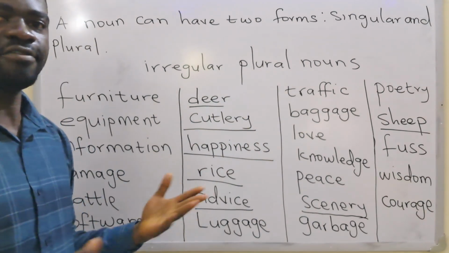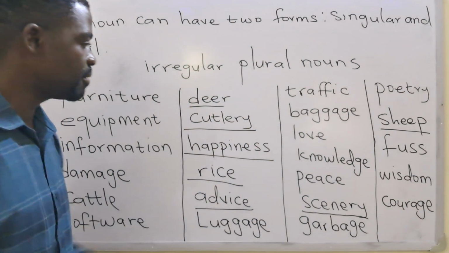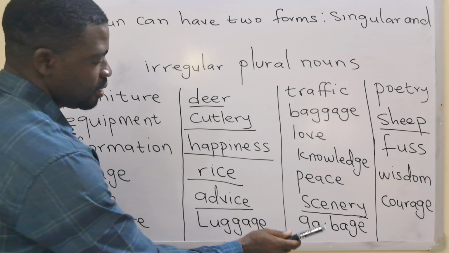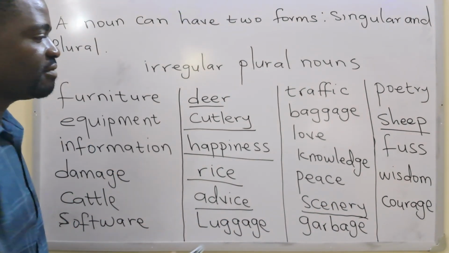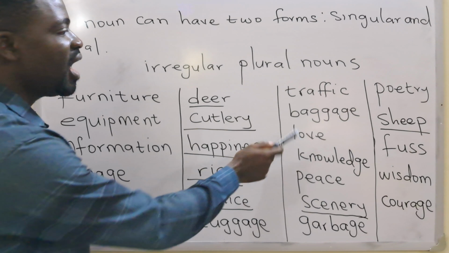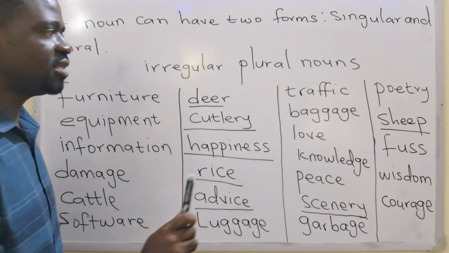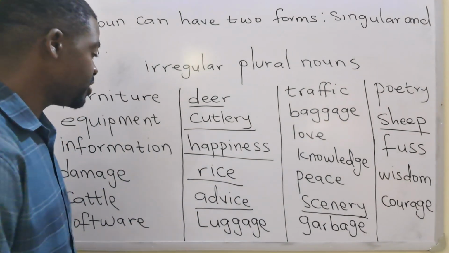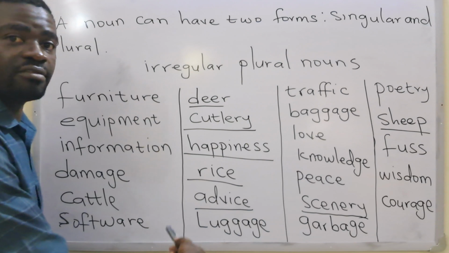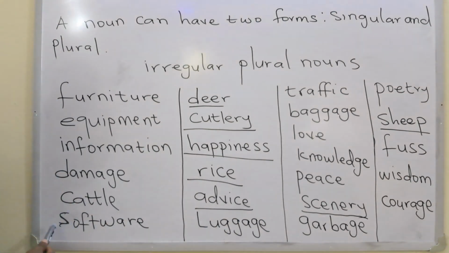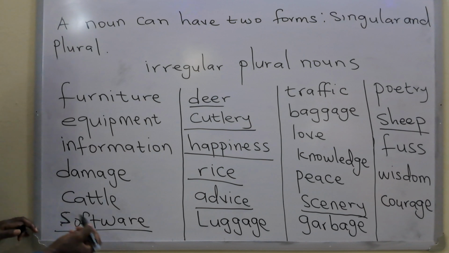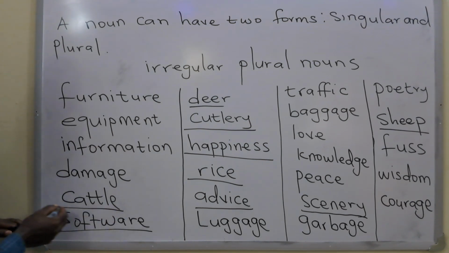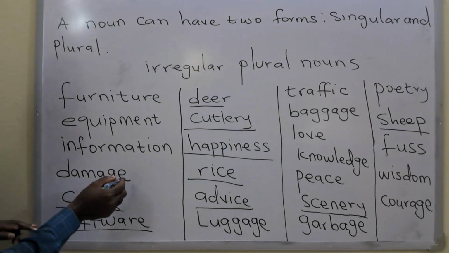Traffic, you don't have traffics. It's always traffic. Garbage. Garbage, that's your waste. You don't have garbages. You don't have baggages. You don't say baggages, it's always baggage. Luggage, you always have luggage. Software, you always have software, not softwares. And then cattle is always cattle.